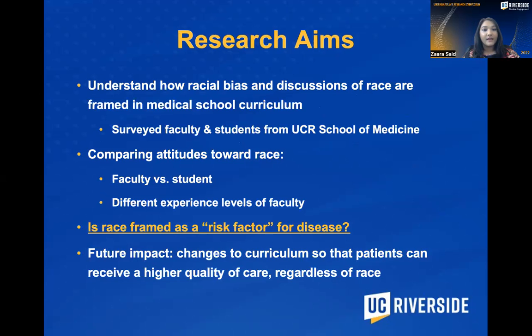So for the research aims, our main goal is to understand how racial bias and discussions of race are framed in medical school curriculum. We did this by surveying faculty and students from the UCR School of Medicine. We were interested in comparing attitudes toward race between faculty and students, as well as understanding how the different experience levels of faculty might influence the attitudes about this subject. Our main question was, is race framed as a risk factor for disease? And that was our main focus of this study.